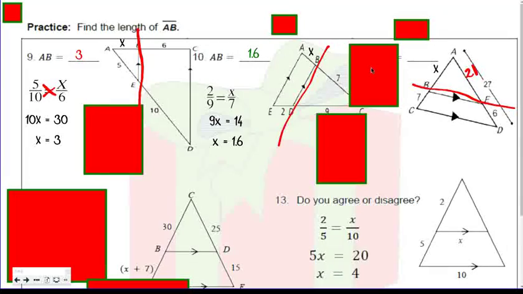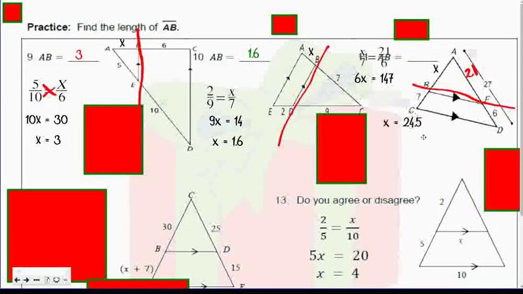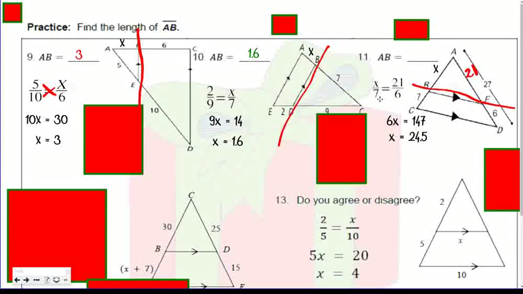You can't compare a whole side to a piece of a side if you're not doing the same thing on both sides of your triangle. Okay? So when we set it up, you're going to get x over 7, 21 over 6. Cross multiply and divide. Then that gives you that piece that's missing is 24.5.